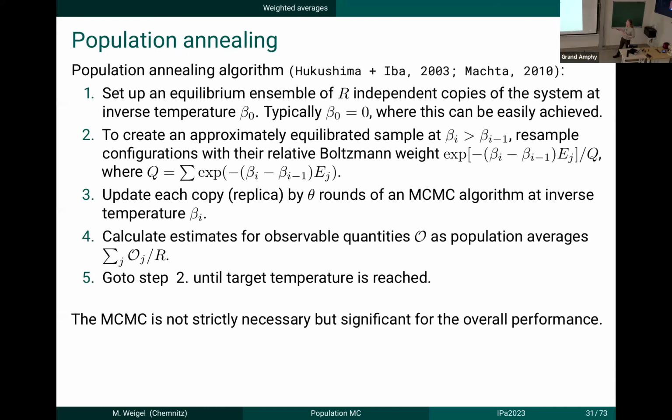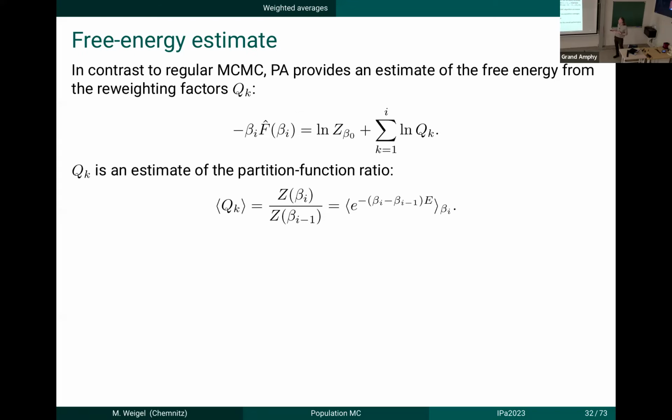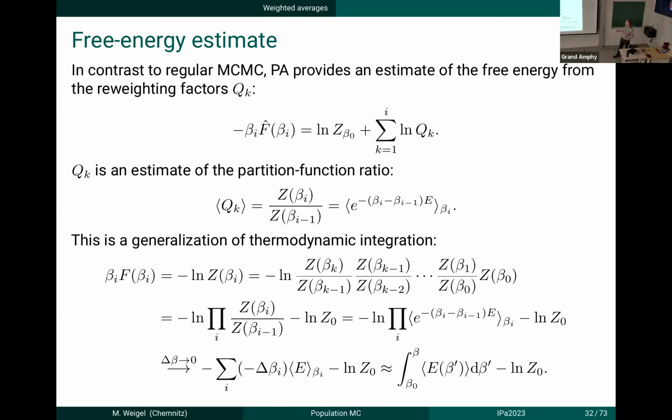What are these Qs? These Qs are the normalization factors in the resampling step. And you can convince yourself easily that the Q is something like an estimator for the ratio for different functions. And well, then you get this telescopic type of expansion in these factors, and that leads to this term here. And essentially, this is something like a more sophisticated version of thermodynamic integration, which works formally, at least, even for temperature steps that are not small.